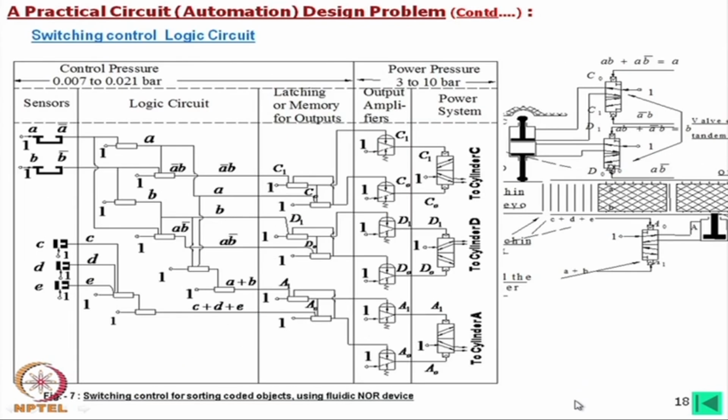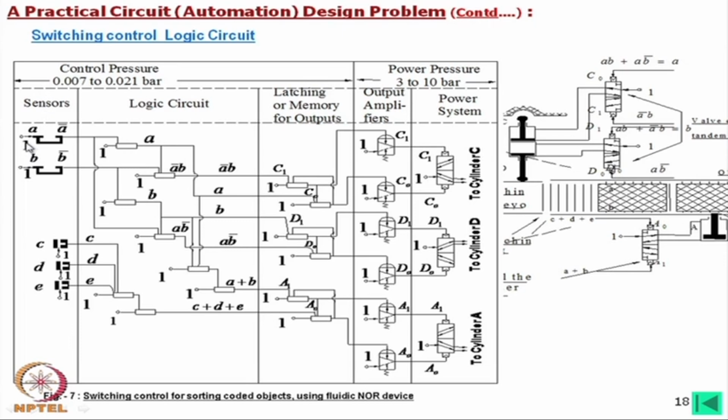Now, look at this circuit. I understand this is very difficult to draw, but if this circuit is shown to you, you must be able to recognize what function is being done and what the possibilities are. Now, look at this, these are the sensors. Say this is A, then A B bar, say it is like that.